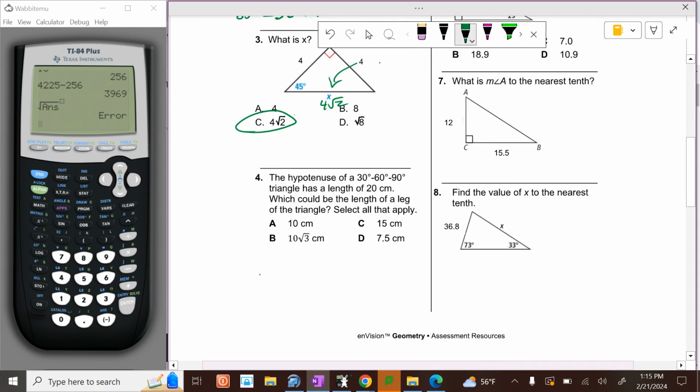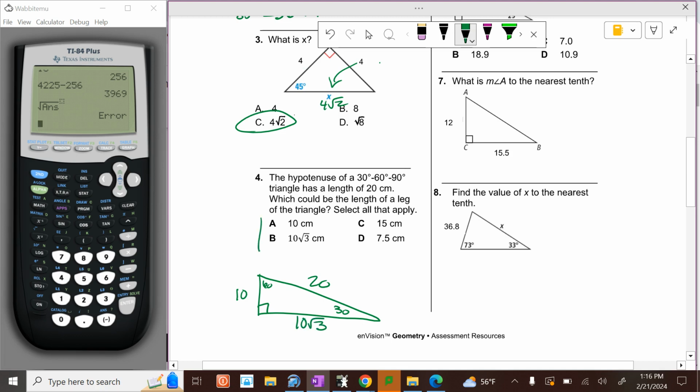If you draw a 30, 60, 90 triangle, here's 30, here's 60, here's 90. So your hypotenuse, they tell you, is 20. How's the hypotenuse compared to the short leg on your formula sheet? It is half of it. So that is 10. And then how do you get from the short leg to the long leg? You multiply by the square root of 3.